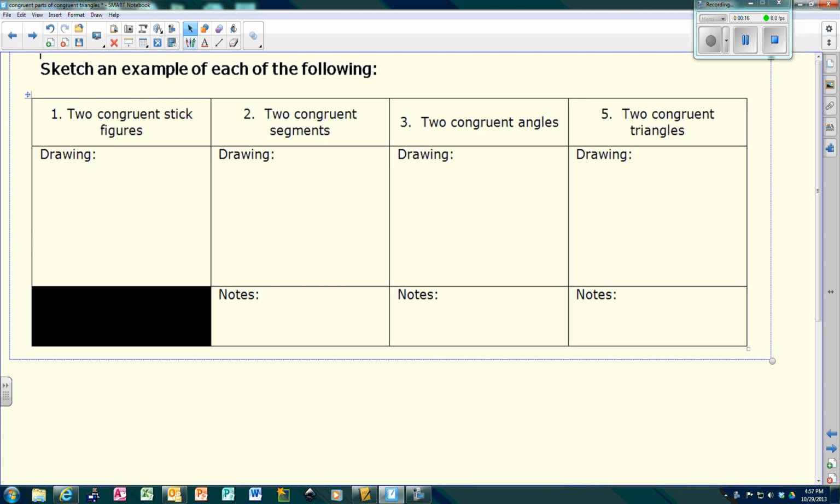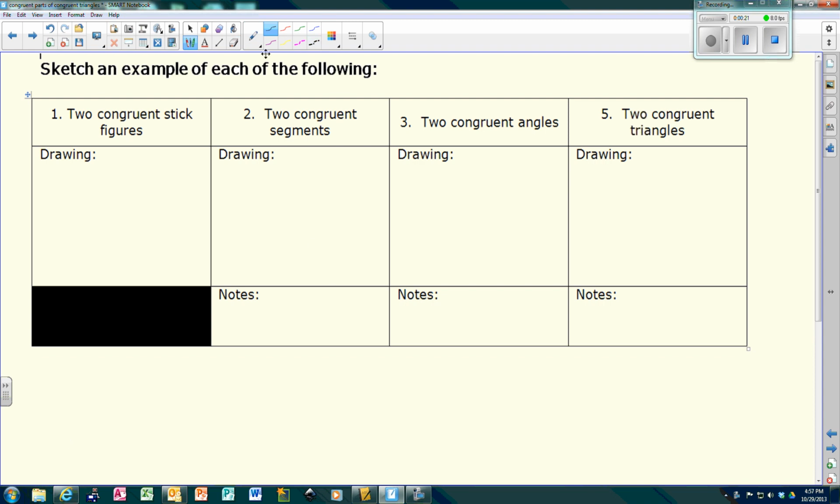So for example, if we have two congruent stick figures, what would that look like? Well, I would need to draw two congruent stick figures. So those are pretty close. Stick figure, some little arms, little legs. Close enough. So these two guys are congruent, kind of like twins.